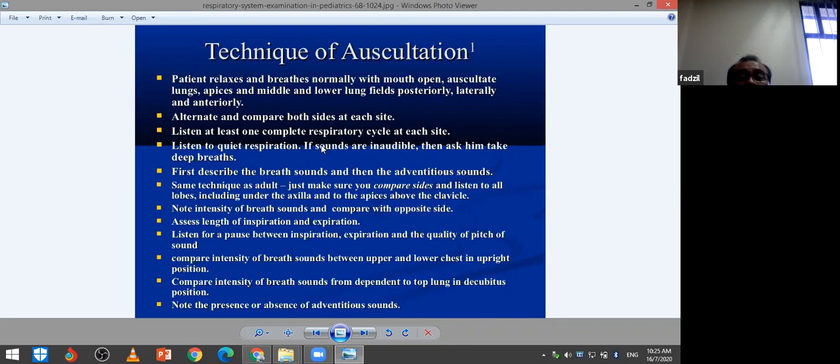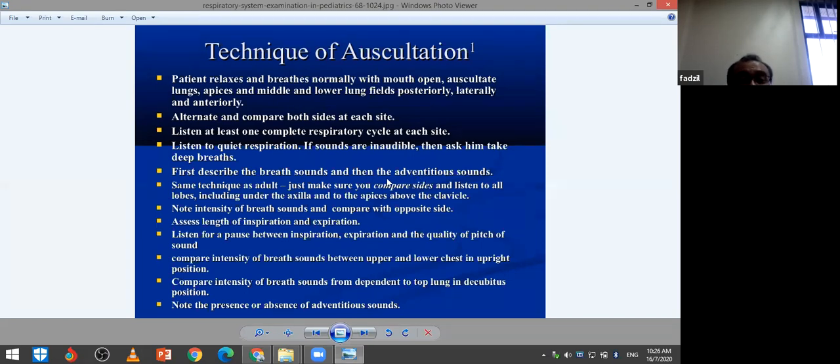Listen for at least one full respiratory cycle, okay. Listen to quiet respiration. If it is inaudible, you don't hear, you ask them to take a breath. Then you describe the sound first, and describe the adventitious sound, right? Many other times I just wrote air entry equal. That's all. Because I am able to appreciate air entry adequate or not adequate, but just writing equal many other times.